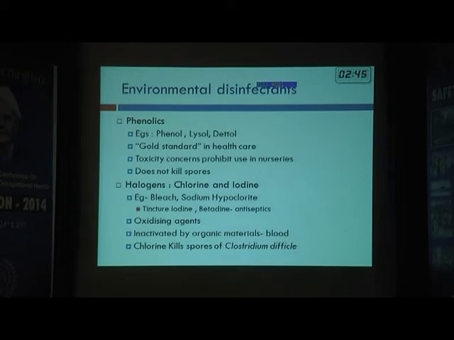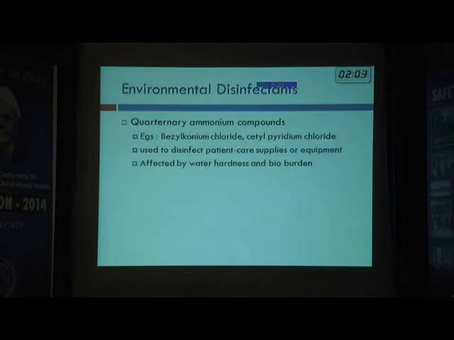The other important ones are chlorine and iodine, halogens. The most commonly used ones are bleach or sodium hypochlorite, which are used for intermediate or even sometimes high-level disinfection to kill the viruses. The iodine-based products are more used on the skin, live tissue, and those are called antiseptics. That's not called disinfectants, but the same disinfectant used on living tissue is called antiseptics. And these are oxidizing agents which can actually kill directly the DNA, and they are inactivated by organic material like blood. So you have to be careful to clean properly before being able to disinfect with these chemicals.